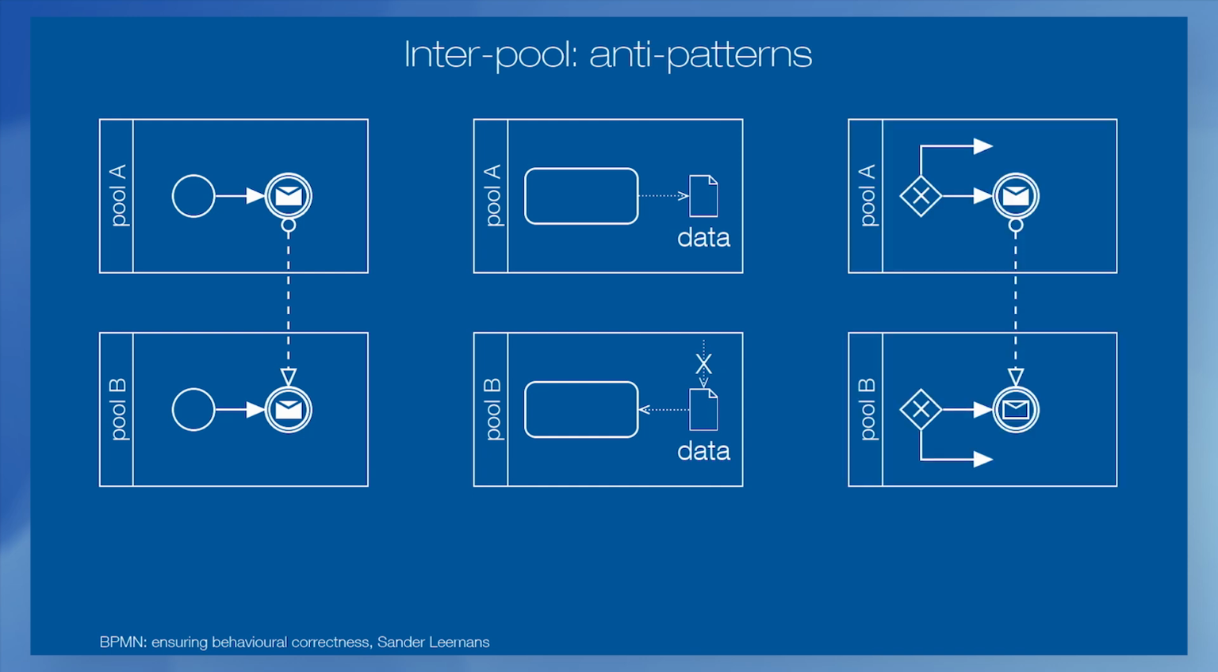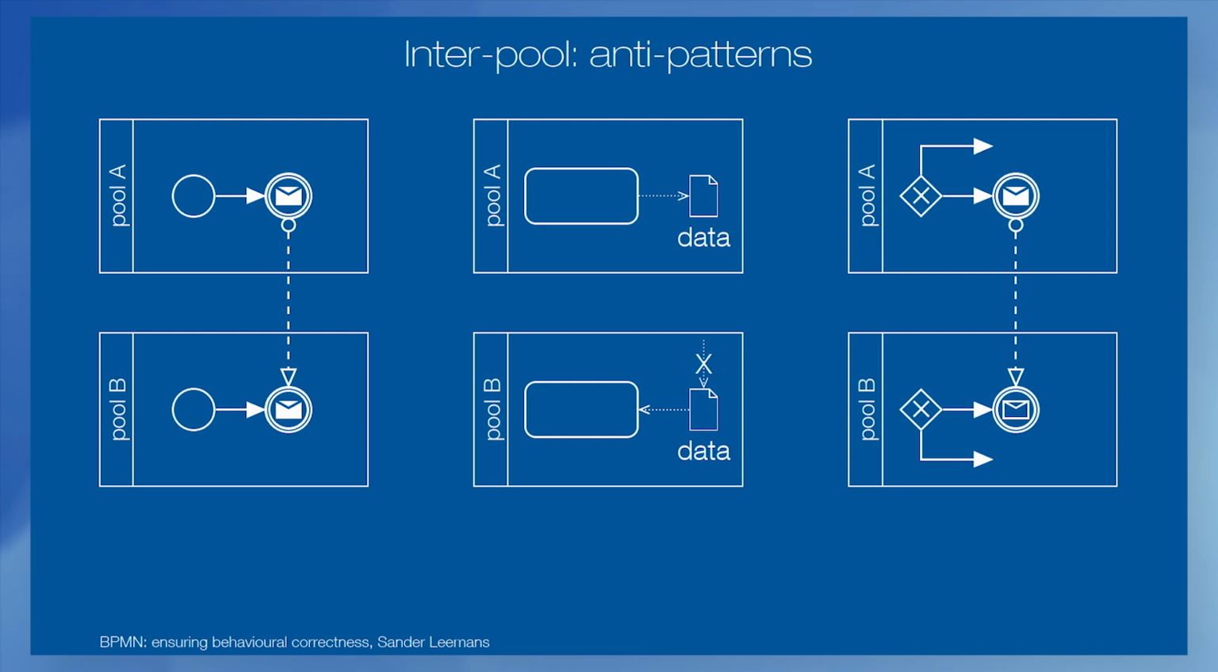For a third example, this is an anti-pattern of not communicated choices. So we see that pool A is making a decision between the top or the bottom branch, and in the bottom branch a message is sent, this one. Now the problem here is that pool B has to take a decision as well whether to wait for that message or not. But again, the data doesn't magically jump from pool A to pool B. It must be communicated using a message or with a signal.